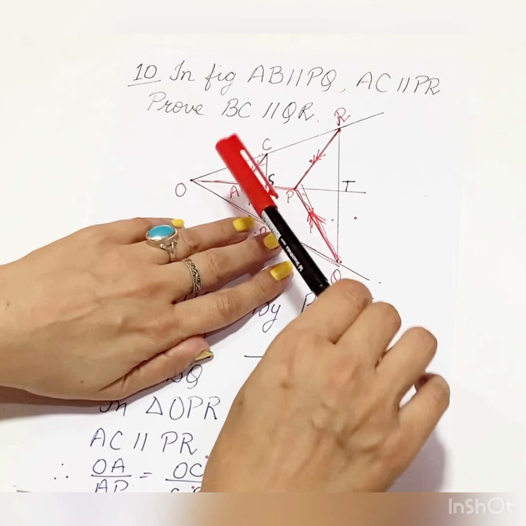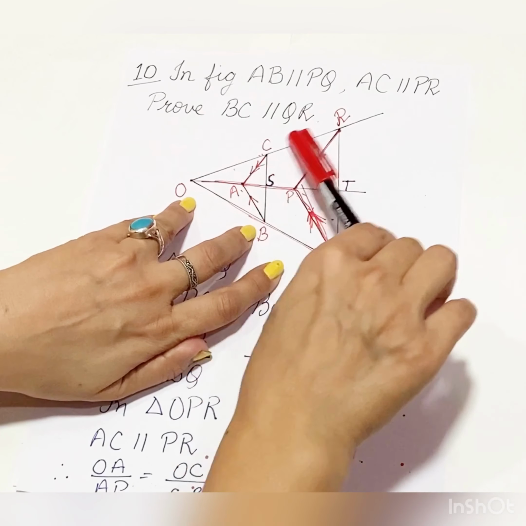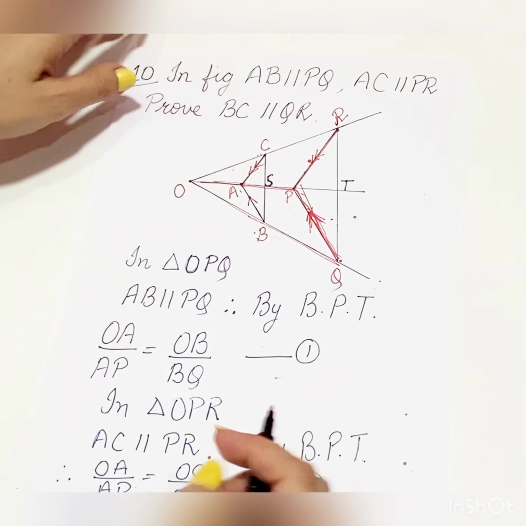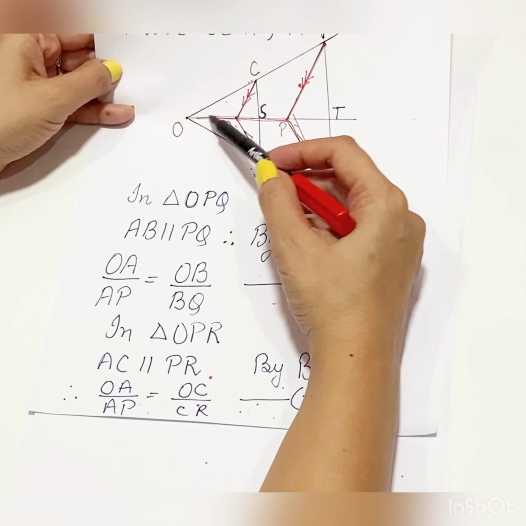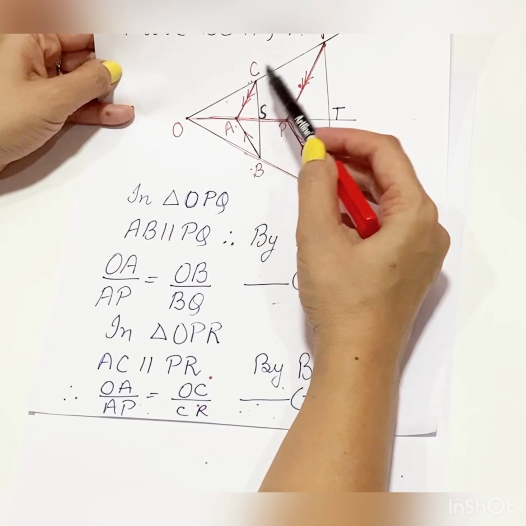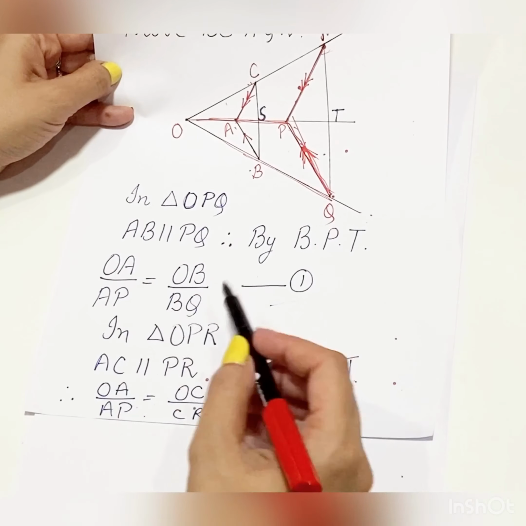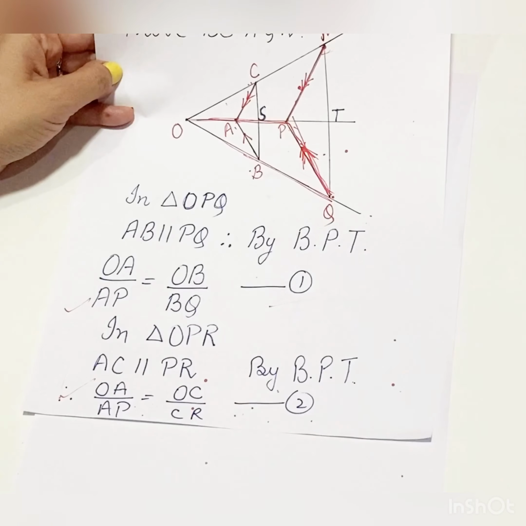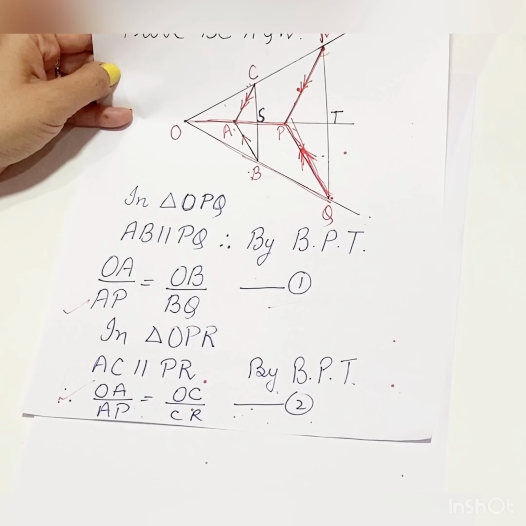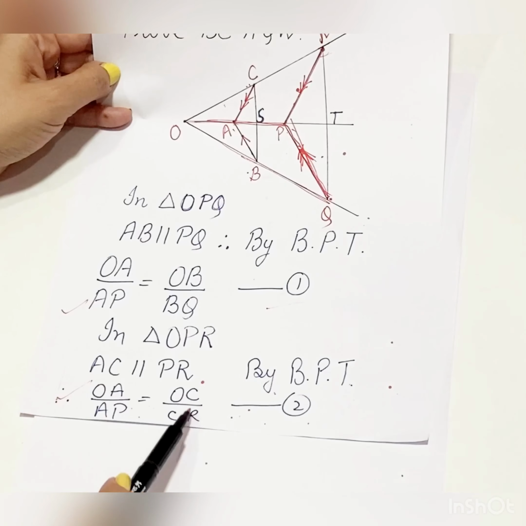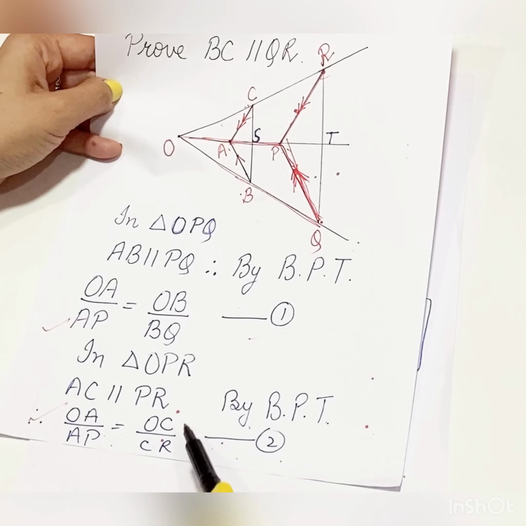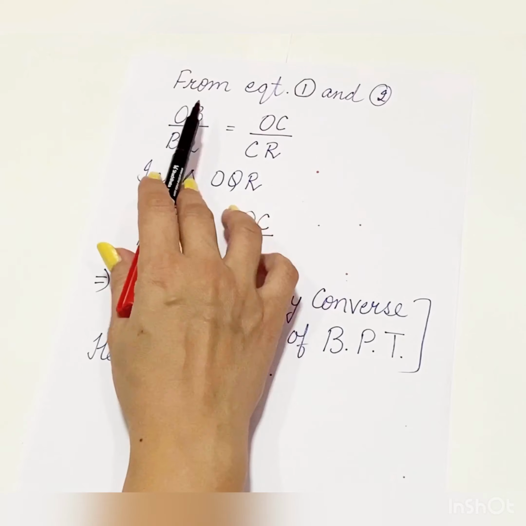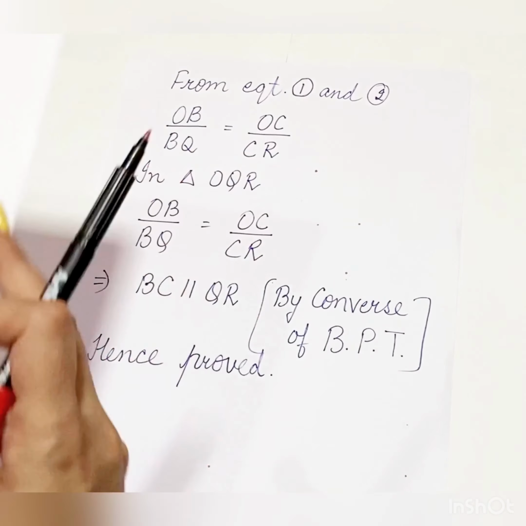Similarly, on the other side, we will be taking triangle OPR, this triangle. AC is parallel to PR. You will have OA upon AP is equal to OC upon CR. So children, you can see the left hand side of equation 1 and 2 is same. So their RHS will also be equal. From 1 and 2 you can write OB upon BQ is equal to OC upon CR.